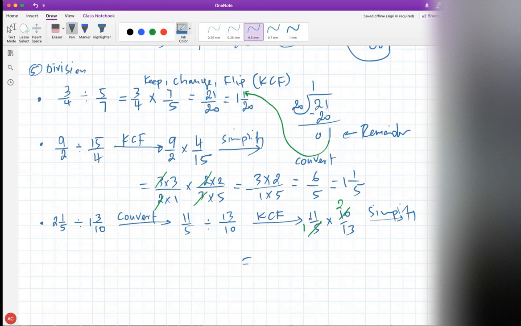Now what do we have left to multiply? 11 times 2 and 1 times 13. This is of course 22 over 13. Okay, the last step. Convert it to a mixed number. Okay, that mixed number would be 1.